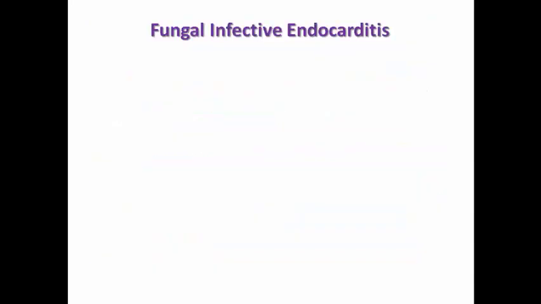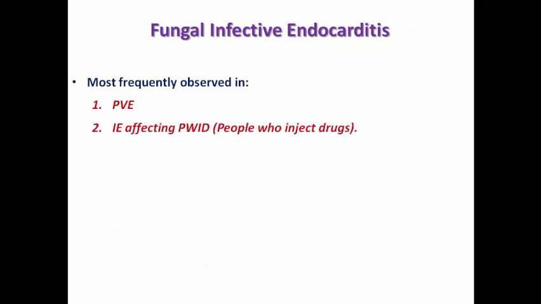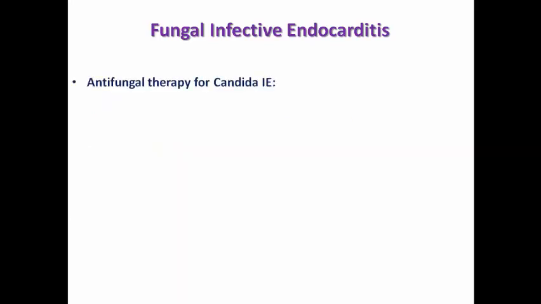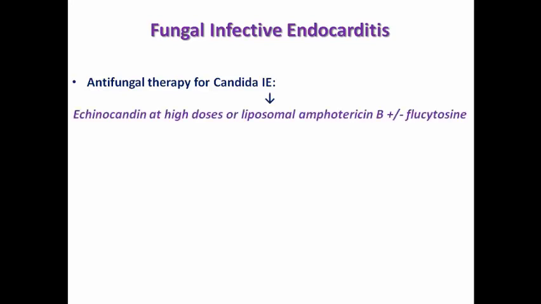What if the patient has fungal infective endocarditis, which is frequently observed in prosthetic valve endocarditis, people who inject drugs, and immunocompromised patients? Of course, the two most famous fungi are Candida and Aspergillus. The problem is that it has a poor prognosis with a high mortality rate, more than 50%, necessitating combined antifungal treatment, not just one. And of course, the response to antifungals is poor, and most patients need surgery. If I suspect that the patient has candidal infective endocarditis, in this case I use an echinocandin at high doses or liposomal amphotericin B plus or minus flucytosine.